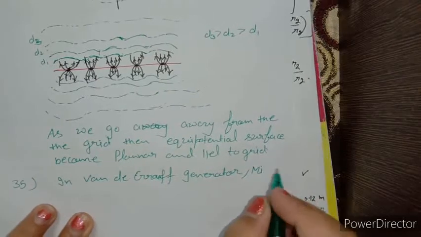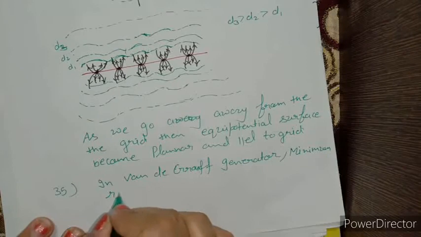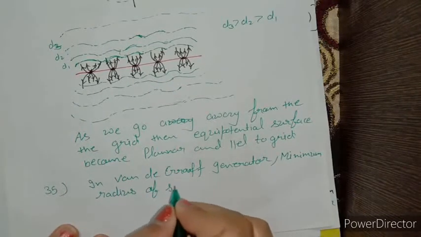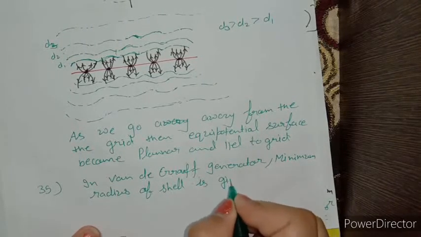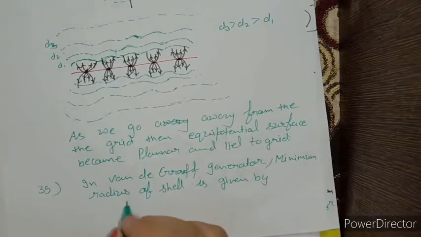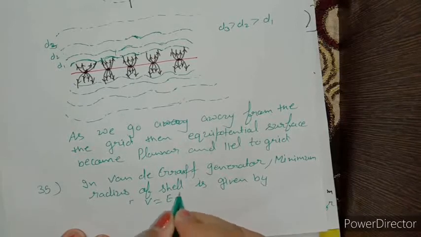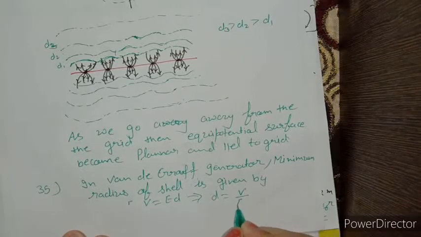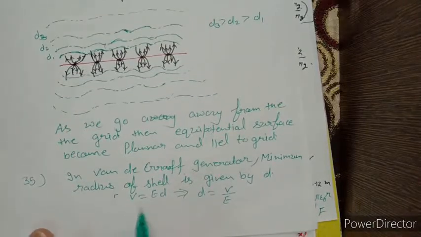the minimum radius of the shell is given by the formula V equal to E D. From this, D equal to V upon E. D is the radius of the Van de Graaff sphere. So V equal to E D, D equal to V upon E.